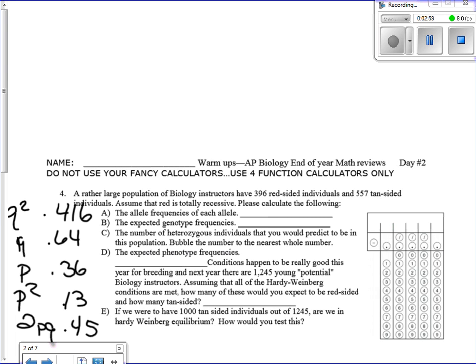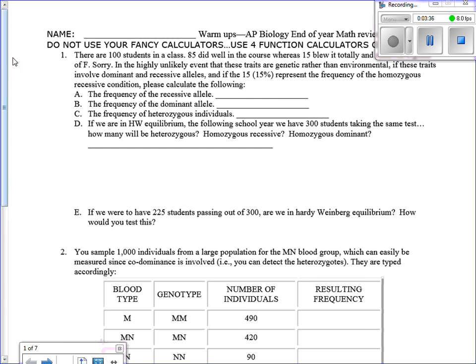How do you do this? Take the 2PQ value and multiply by 0.45 times 953. 953 equals what? Oh my gosh. What now? 0.45 times 953 is 428. Now how are we going to bubble that in?